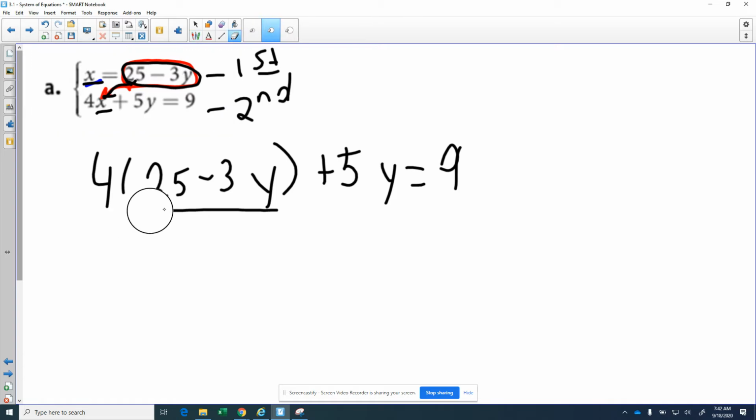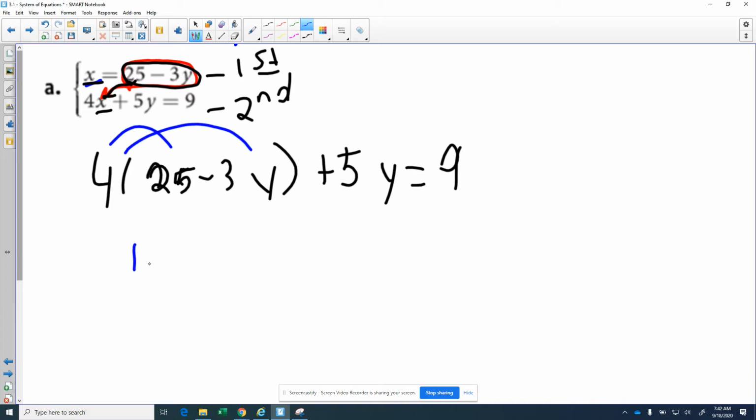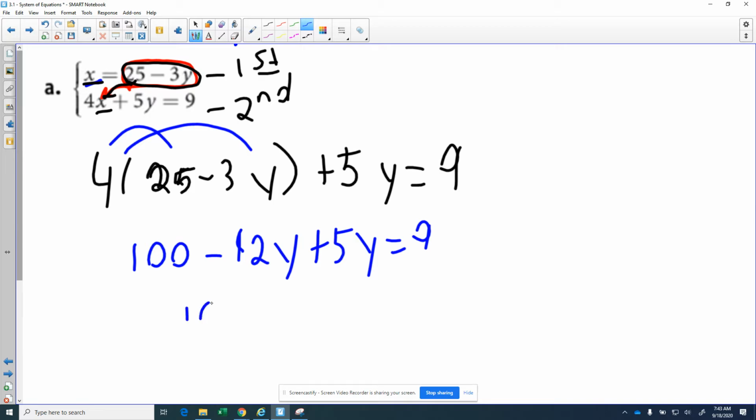Once I take this step, notice that now I have an equation in which all I have is a single variable. Instead of having 2 variables on the top, I have a single variable for each of these. So what I'm allowed to do now is start to solve this out and actually get an answer for y. We're going to distribute the 4 throughout the parentheses. This becomes 100 minus 12y plus 5y equals 9. From there, we just need to simplify. The negative 12y and the 5y are going to simplify to 100 minus 7y equals 9.